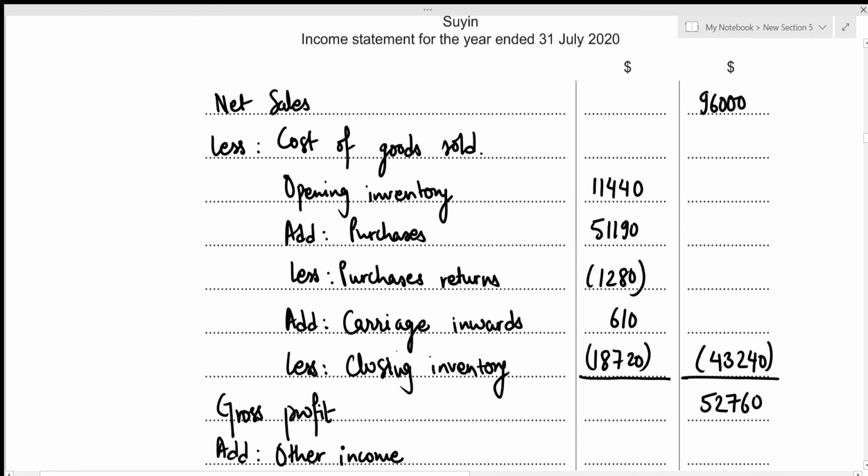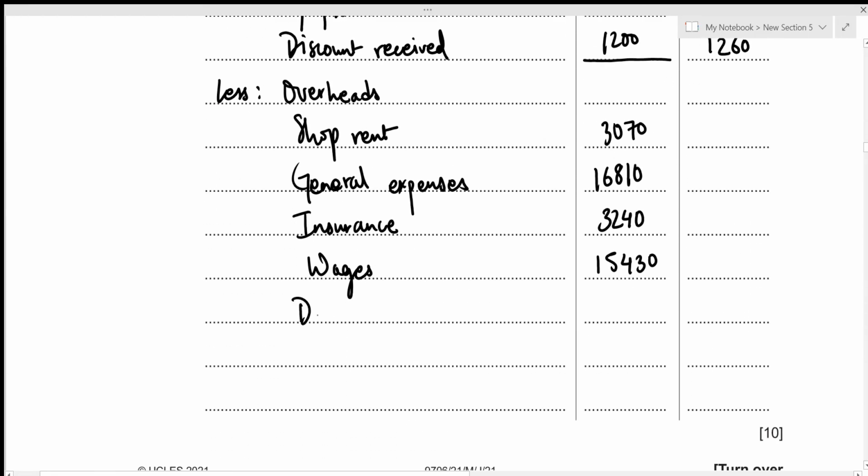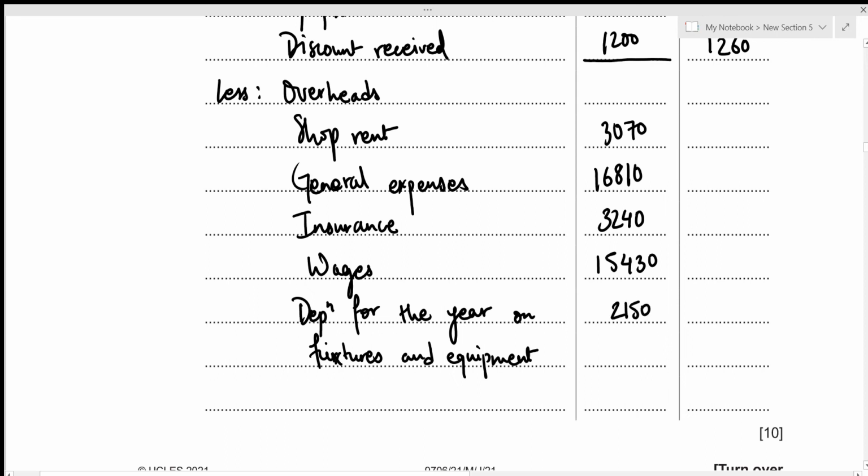So let's include that. Depreciation for the year on furniture and equipment, or was it fixtures and equipment? So we figured the depreciation charge to be 2,150. So this concludes the total overheads. The total overheads is going to be 3,070 plus 16,810 plus 3,240 plus 15,430 plus 2,150, which gives the amount to be 40,700. And since we need to subtract this overhead, I'm going to keep this in a bracket.